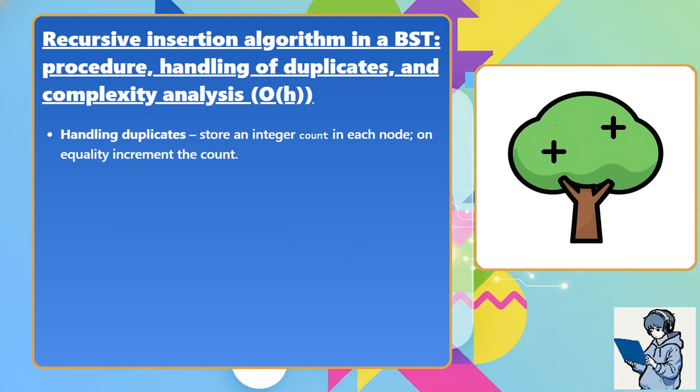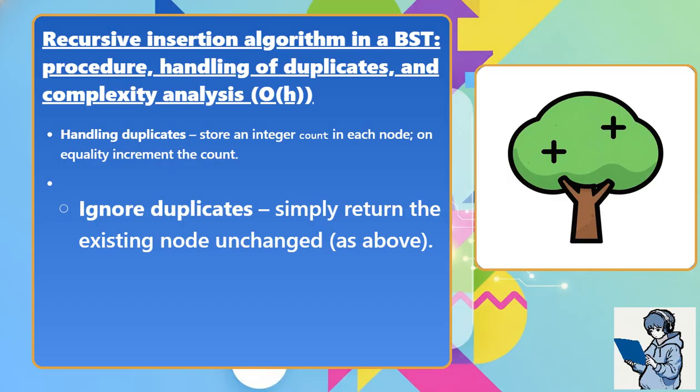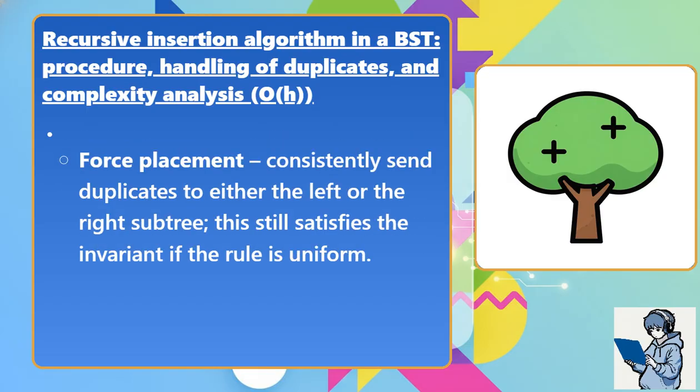Handling duplicates: store an integer count in each node. On equality, increment the count. Ignore duplicates: simply return the existing node unchanged, as above. Force placement: consistently send duplicates to either the left or the right subtree. This still satisfies the invariant if the rule is uniform.